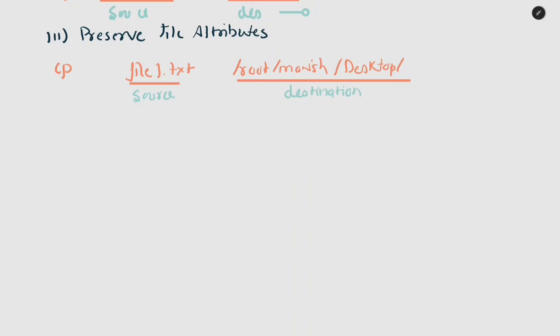So here we have not given any option. So what will this do? This will simply copy file1.txt to the destination folder, but the timestamp, ownership, everything will get changed here. To preserve them, we will use an option called -p. This is our option. This is very important when you're dealing with sensitive system files, where the file metadata needs to remain intact.